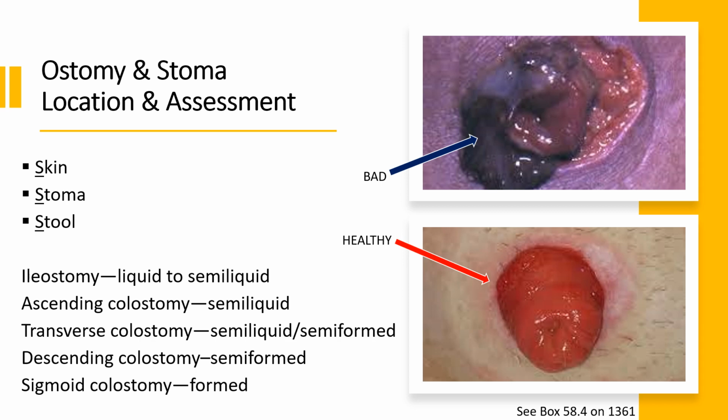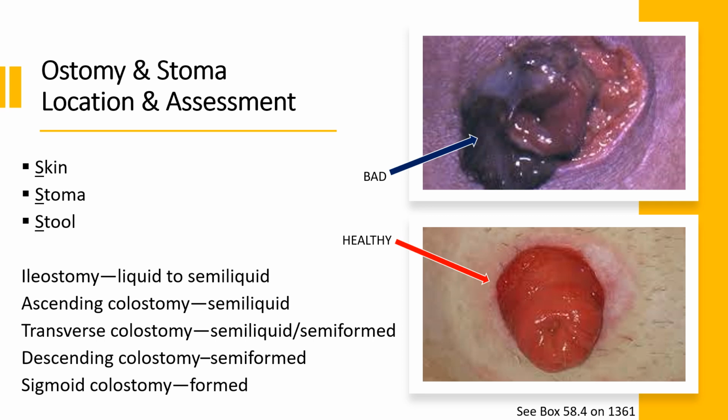The stool. So the consistency of the stool depends on where the stoma is located. An ileostomy is going to have liquid to semi-liquid stool. An ascending colostomy is going to have semi-liquid stool. A transverse colostomy is going to have semi-liquid to semi-formed stool. Descending colostomy is going to have semi-formed stool. And a sigmoid colostomy is going to have formed stool.